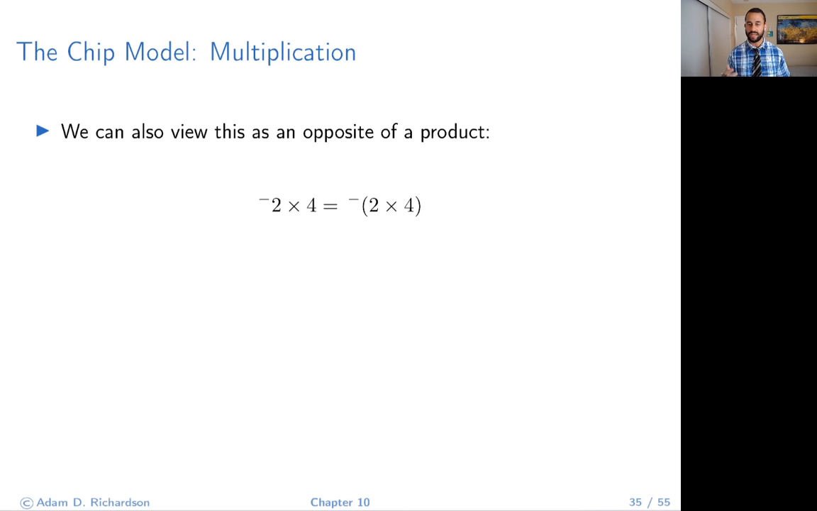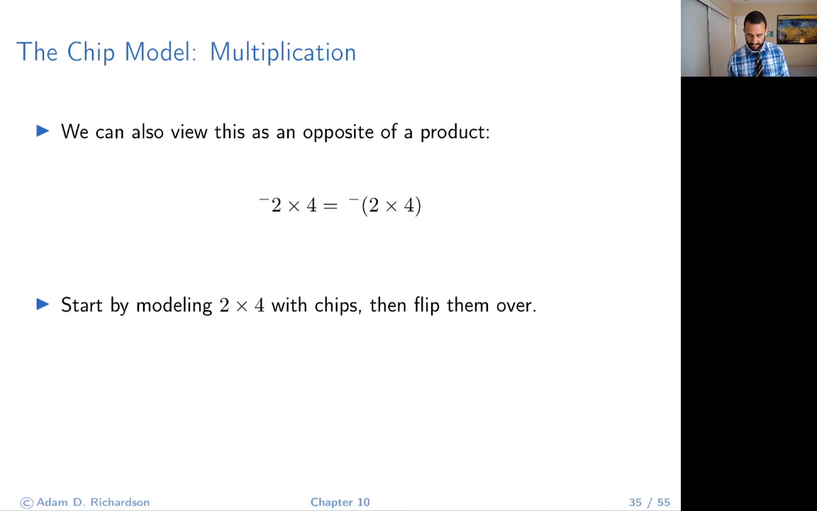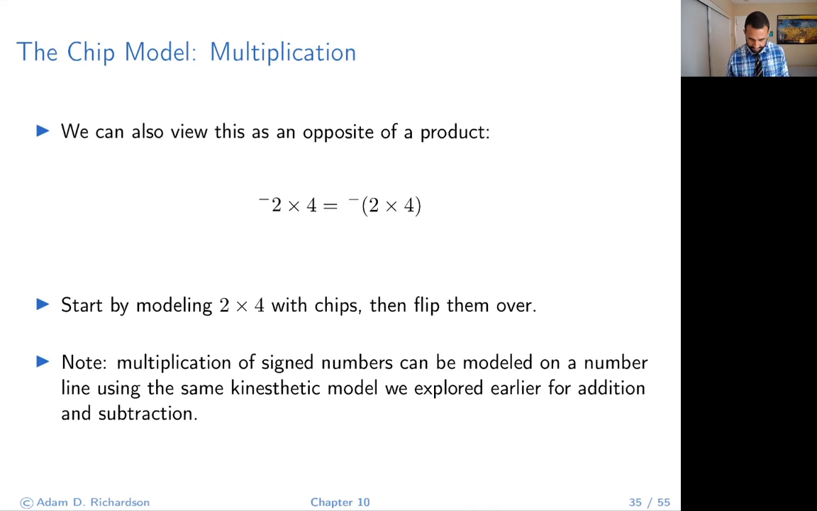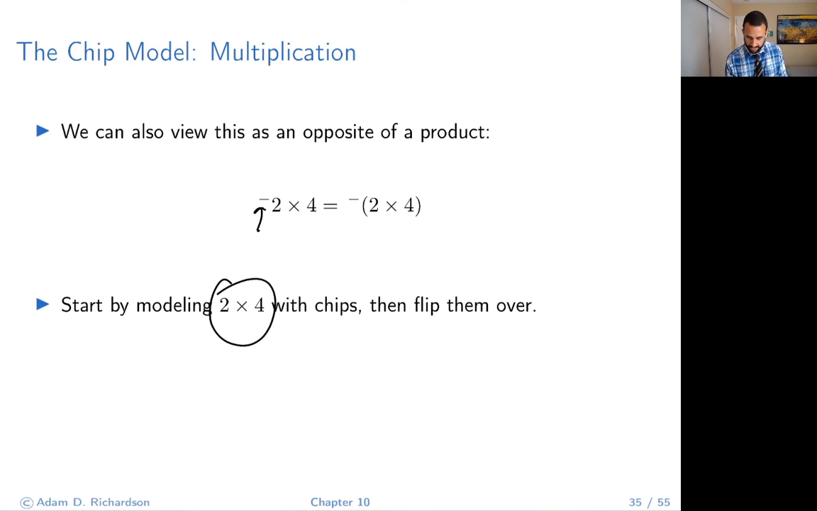We can also view it as the opposite of a product. This is a fun model if you want something a little more kinesthetic, because basically you do the operation and then change the sign. That only works if one of them is negative, though. So we model 2 times 4 with chips, which is 8, and then flip those chips over. So actually, let me do that here. Here's how we would do it.